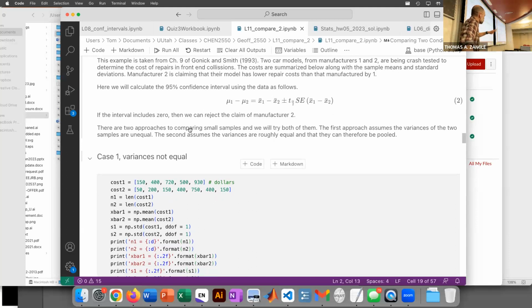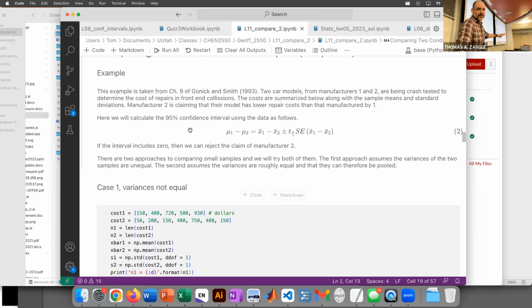Now, in this lecture, we have two cases of comparing two samples. And now for the second case, where we have two different sets of experiments, there are again two cases. So two things that we have to consider. So we're going to look at two approaches. Our first approach is going to assume that the variances of the two samples are not equal to one another. So if we have two sets of experiments run, in this case, we have two sets of crash repair data.